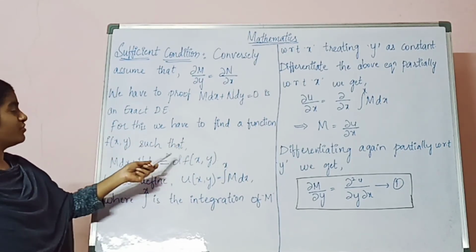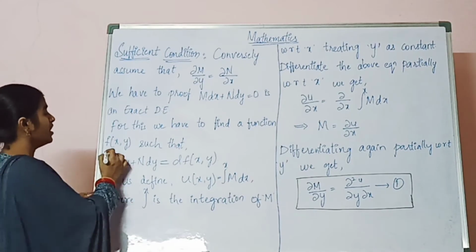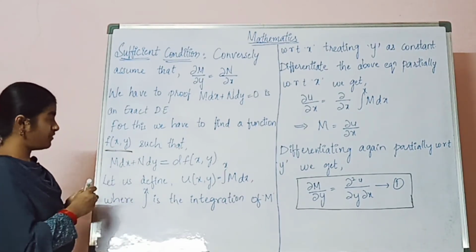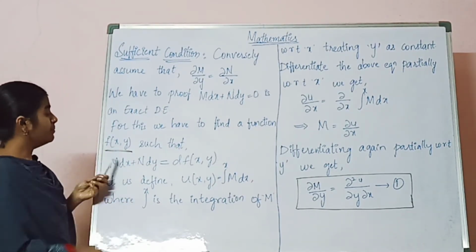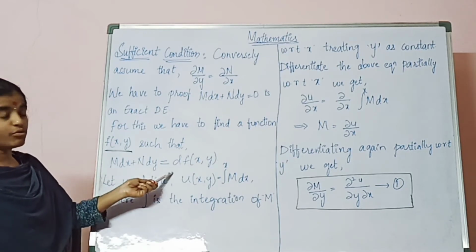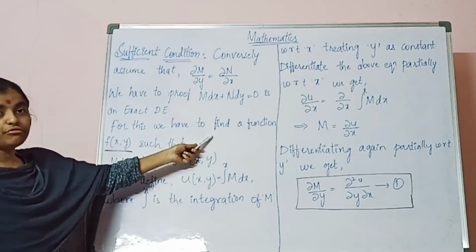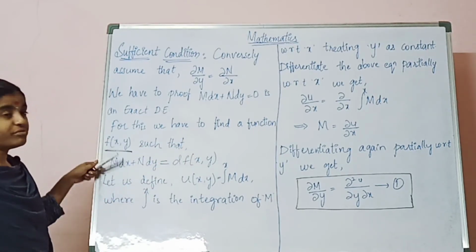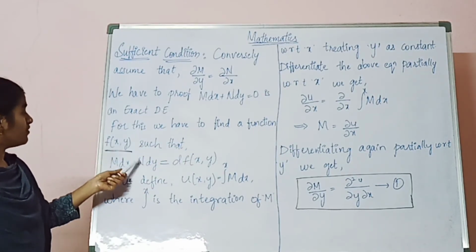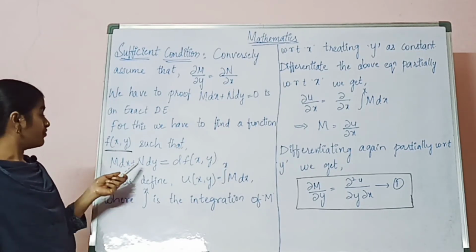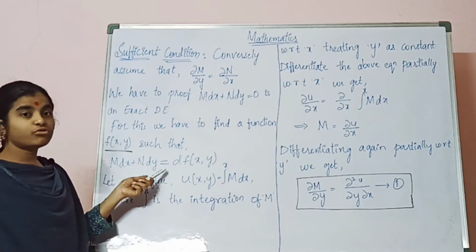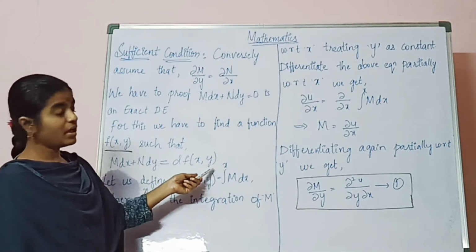We have to find a function. What is the function here? F of x comma y such that m dx plus n dy equals d of f of x comma y. We have to find a function f of x comma y such that m dx plus n dy equals d of f of x comma y.